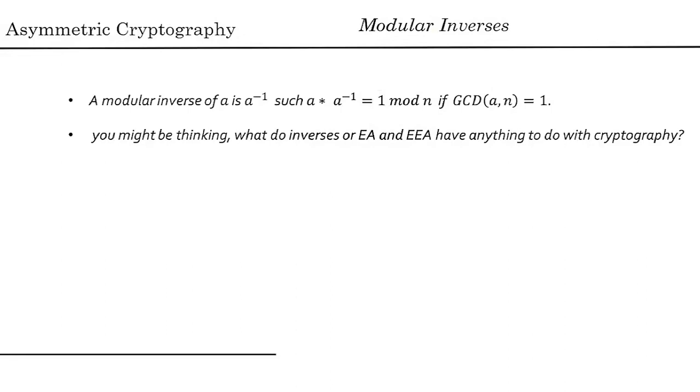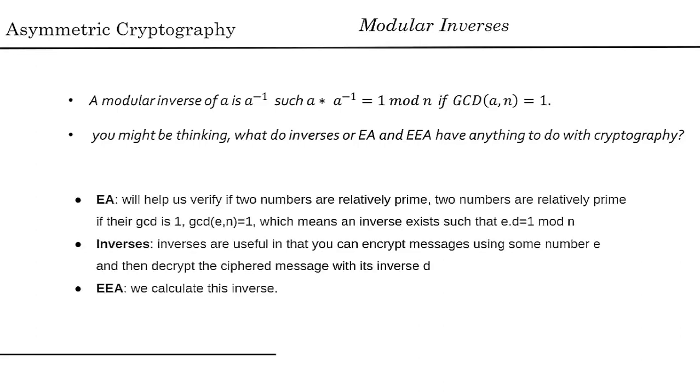Now you might be thinking, what do inverses, or the Euclidean algorithm and the extended Euclidean algorithm, have to do with our purpose of today, which is to create an asymmetric algorithm that has two keys. The first key we use for encryption, and the second key should be different than the first, and that is used for decryption. Okay, so we first start by selecting two numbers.